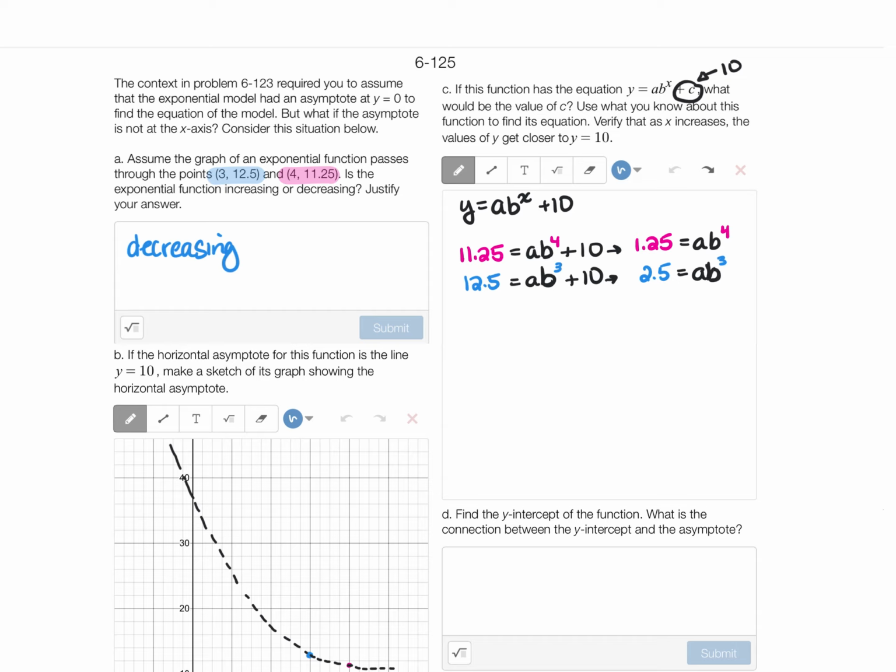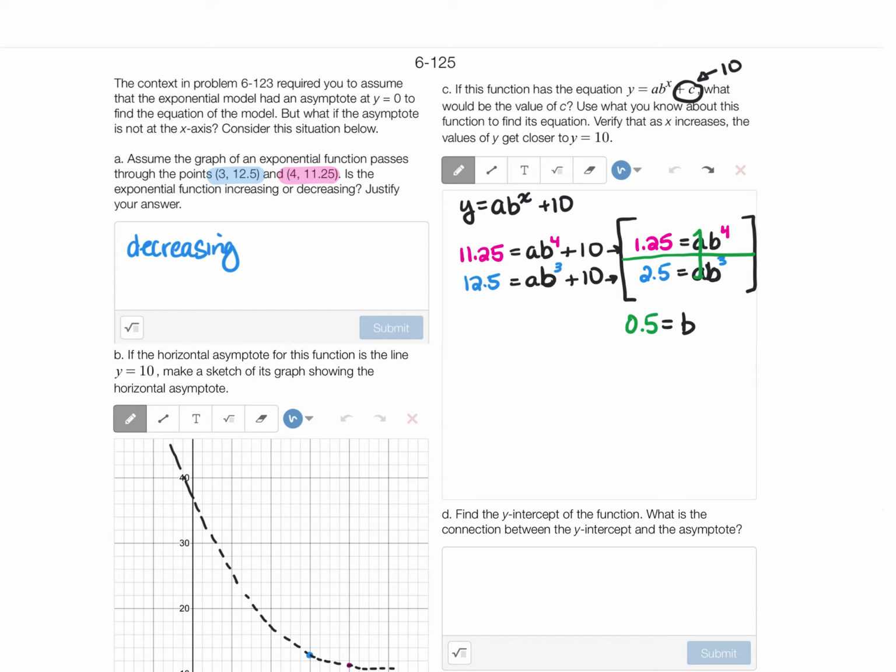All right, now we've got our 2 equations here. I want to go ahead and solve that system. And just like I did in the previous problem, I'm going to go ahead and divide the 2 equations. Now, you could also solve for A and then find B using A. But what if I divide the 2 equations? So if I divide 1.25 by 2.5, I get 0.5. And then A divided by A, that's a giant 1. And then B to the 4th divided by B to the 3rd is just B. And look at that, we found B. So now we have B. We can use that to find A.